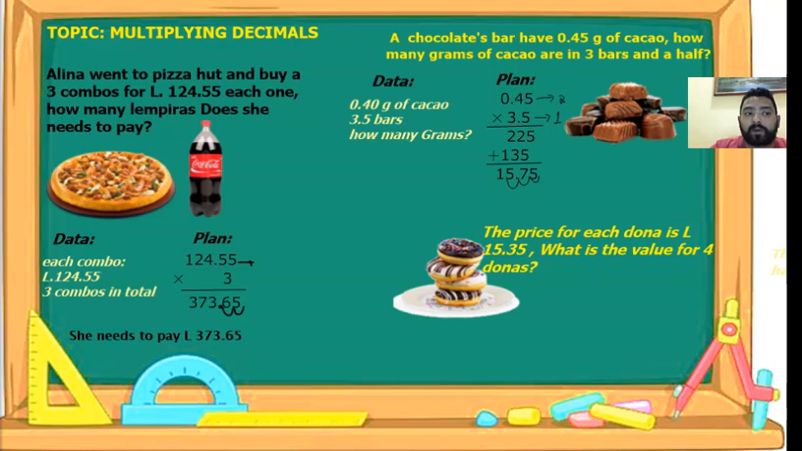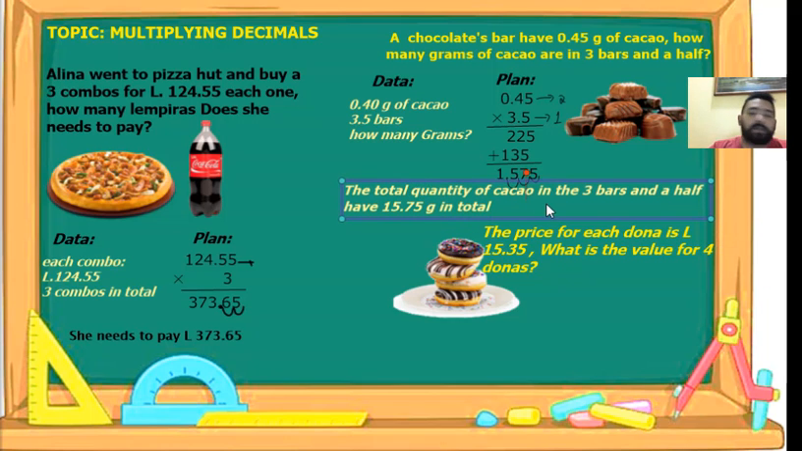So the decimal point is not between 5 and 7. The decimal point is between 1 and 5, so it's going to be here. It's going to be 1.575 grams. So the answer is the total quantity of cacao in the 3.5 bars: 1.575 grams in total.